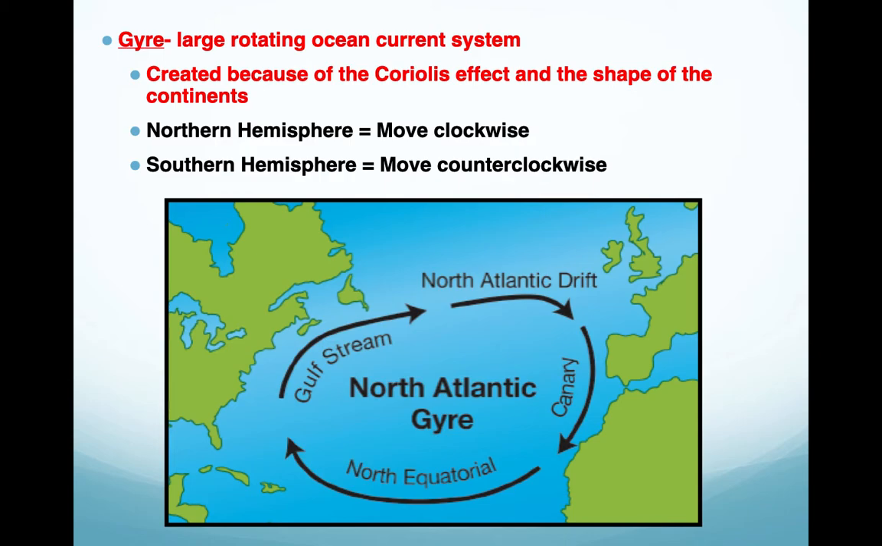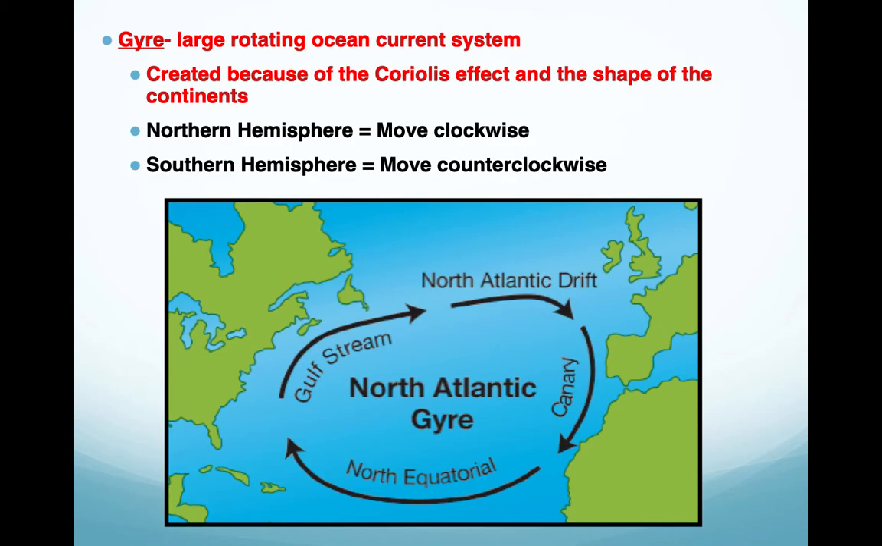And they are created because of the Coriolis effect. So remember, that's because we're spinning, and because of the shape of the continents. So when the water hits it, it essentially sort of bounces off. Those two things create these gyres in the ocean. And as we just said, in the northern hemisphere, they're going to move clockwise, and in the southern hemisphere, they're going to move opposite of that, or counterclockwise.